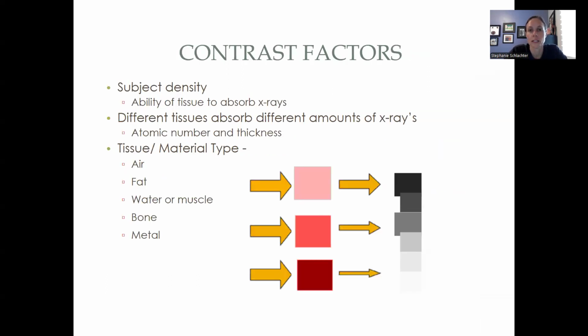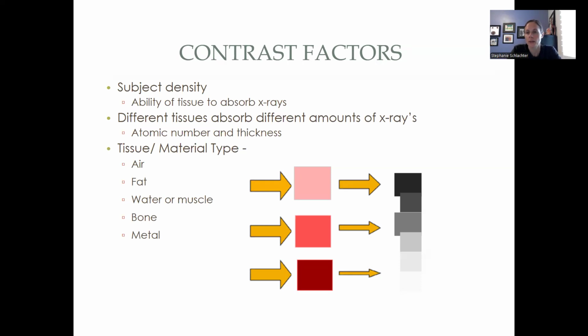Okay. So things that we need to take into consideration and things that are going to affect our contrast. We already talked about density. The density of your patient or whatever we're radiographing affects our ability to absorb X-rays, right? If something's really dense, it's going to absorb more X-rays than something that's not as dense. So we know, based on the atomic number like we said, and the thickness, that will affect our ability for our X-rays to penetrate through.